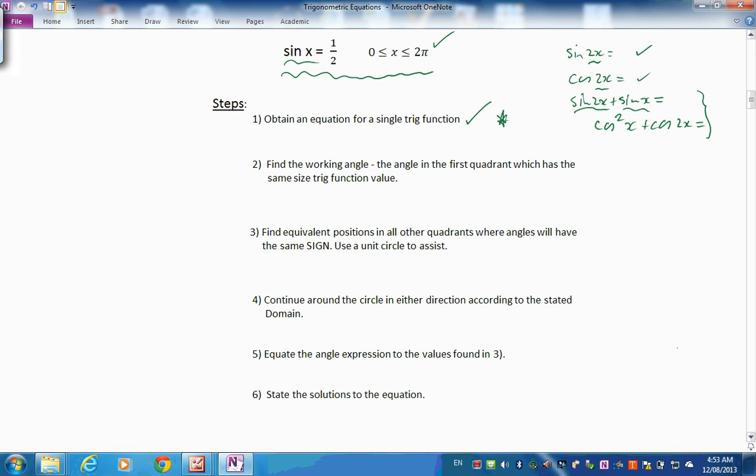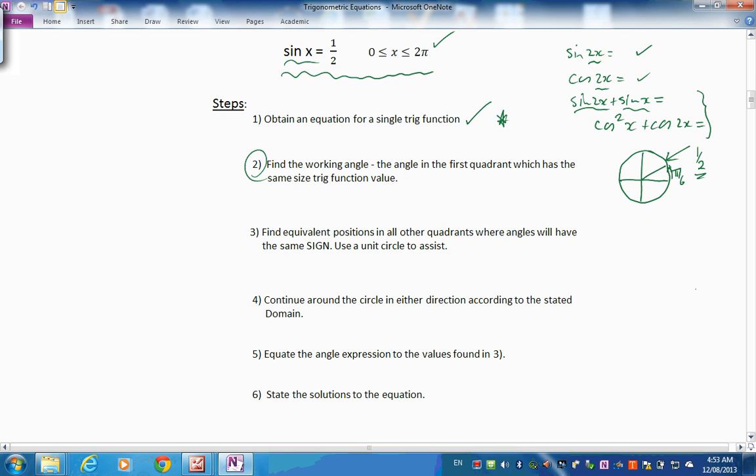Okay. Find the working angle. We're on to the second step now. Find the working angle, the angle in the first quadrant which has the same size trig function value. Okay, that's a lot of words. Let's go and draw our unit circle. So sine x equals a half. Our working angle is the first angle in this quadrant with a sine of a half. It doesn't matter whether in the equation we have positive half or negative half, the working angle would be the same. So it's going to be pi on 6 here.